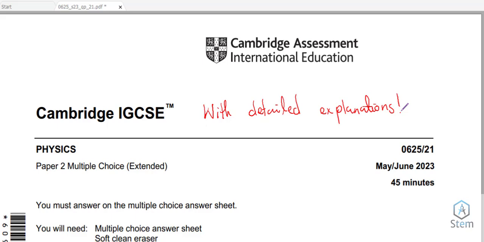Hello everyone, today I'm going to take you through the May-June 2023 paper and I'm going to give you as much detailed explanations as possible. Let's get to the work.